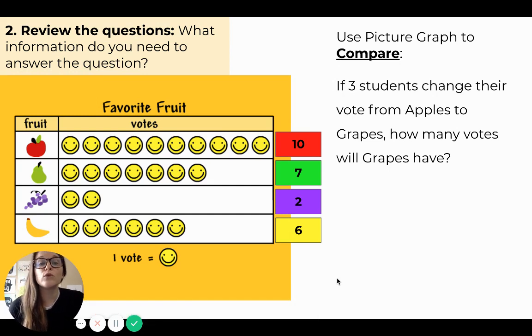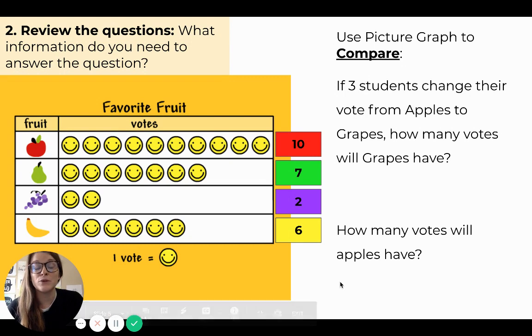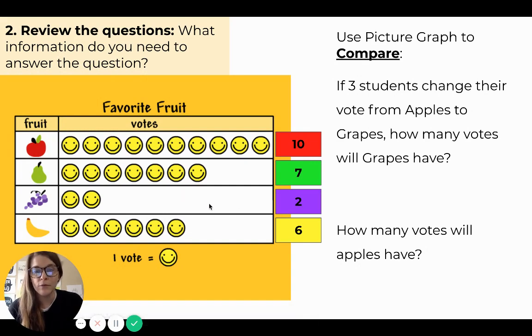If 3 students change their vote from apples to grapes, how many votes will grapes have? And there's a second part to this question. How many votes will apples have? Okay, so if 3 students change their votes from apples to grapes, I really have to visualize the change of those votes. And then I want to figure out what's going to be the new amount of grape votes and the new amount of apple votes.